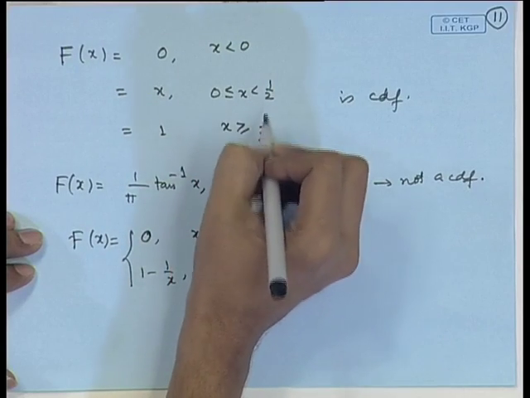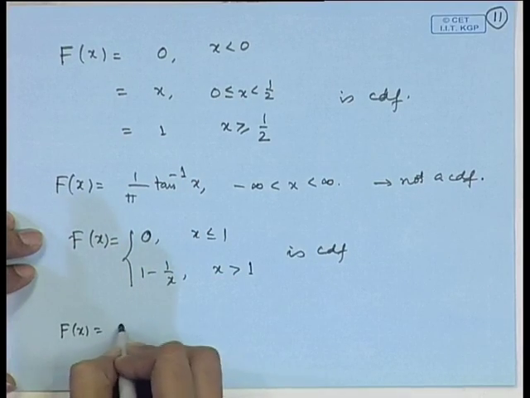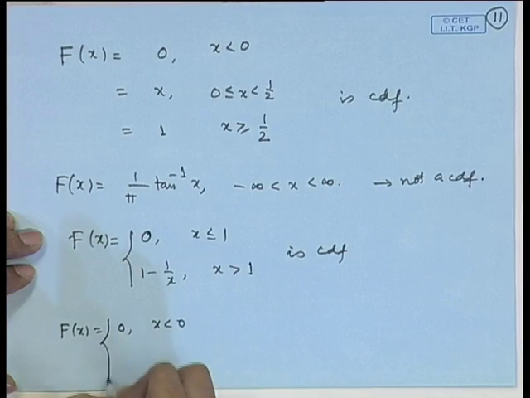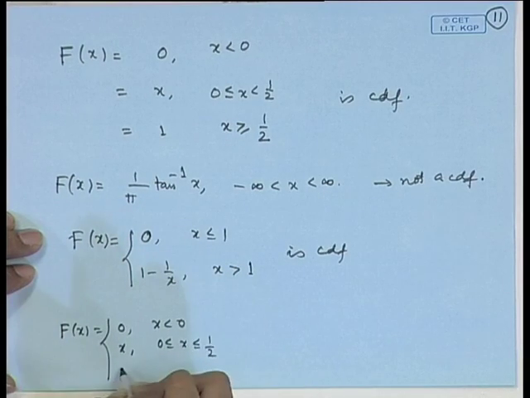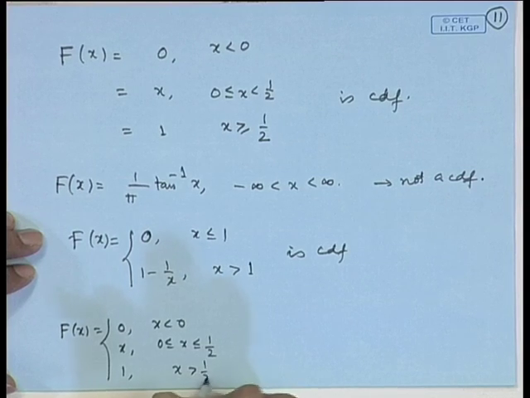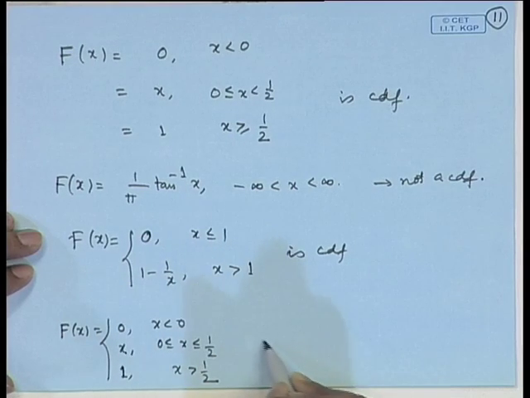Suppose here I change to f(x) is equal to 0 for x less than 0, x for 0 less than or equal to x less than or equal to half, it is equal to 1 for x greater than half. Then you see here the condition of continuity from the right at the point x equal to half is violated, because as x tends to half from the right the limit is 1, but the value at x equal to half is half. So, it is not continuous from right. So, this is not a CDF.